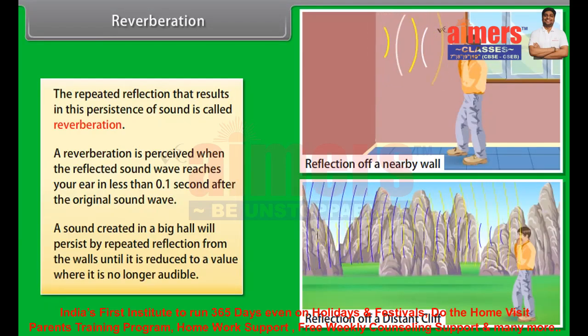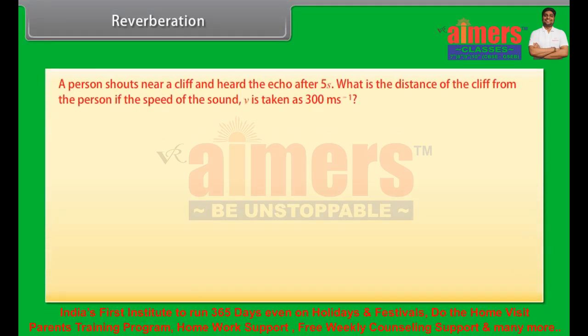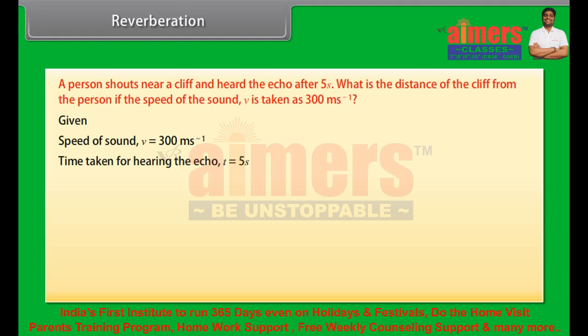Let's now solve a problem. A person shouts near a cliff and hears the echo after 5 seconds. What is the distance of the cliff from the person if the speed of sound, v, is taken as 300 m s^-1? Given that the speed of sound v is 300 m s^-1, the time taken for hearing the echo, t, is 5 seconds.